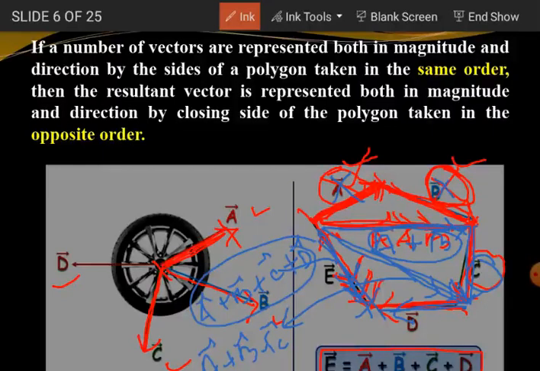That means your triangle law, parallelogram law, or rather your polygon law of vector addition, I told you that they are more or less the same. That proves they are the same. This proves that your three laws are almost the same, right?